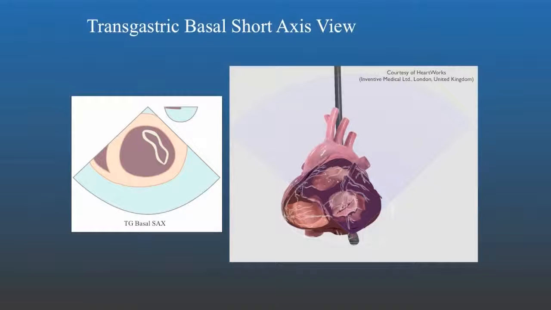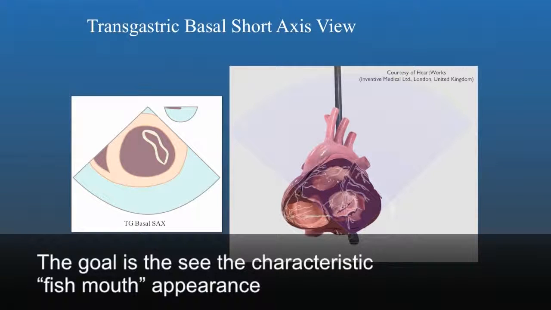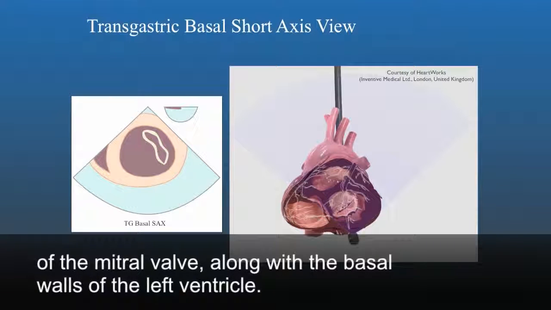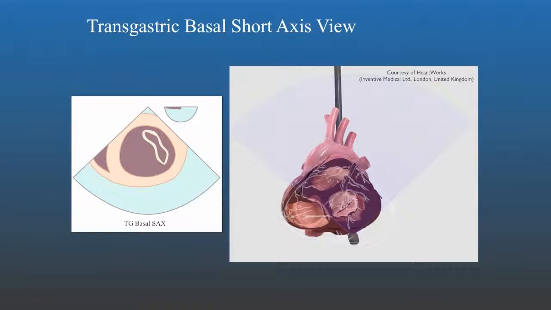The transgastric basal short axis view is obtained by either increasing probe antiflexion from the mid-papillary view or withdrawing the probe slightly from a mid-papillary view and antiflexing. The goal is to see the characteristic fish mouth appearance of the mitral valve along with the basal walls of the left ventricle. Wall motion of the basal segments can be assessed here.